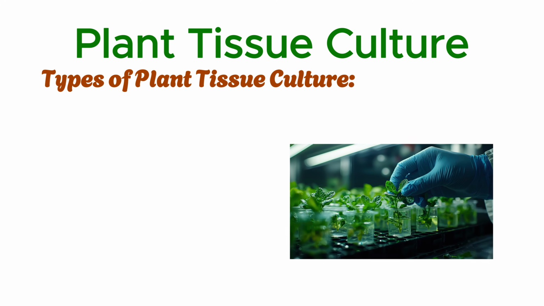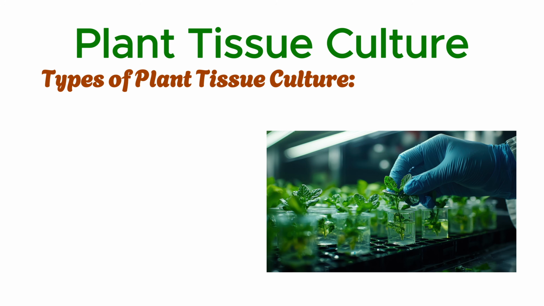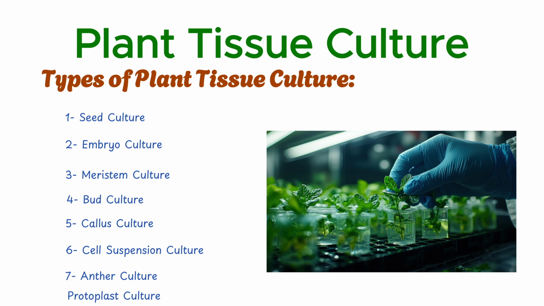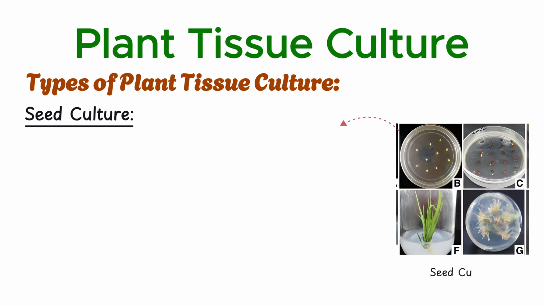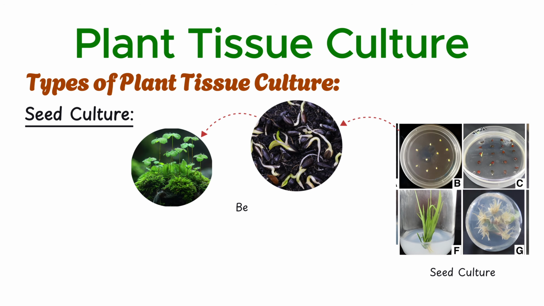Plant tissue culture is an advanced method for propagating plants in a controlled environment. Let's explore the 8 main types of tissue culture techniques. The first one is seed culture. Seeds may be cultured in vitro to generate seedlings or plants. It is the best method for raising the sterile seedling.